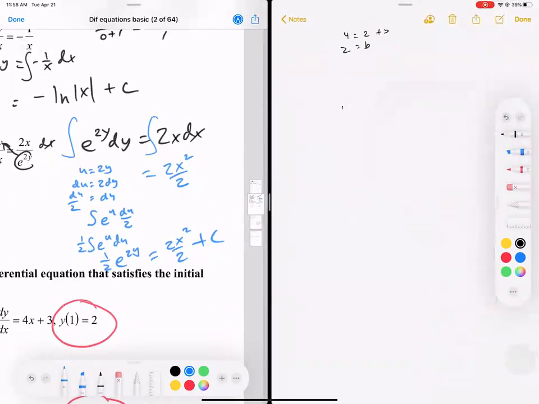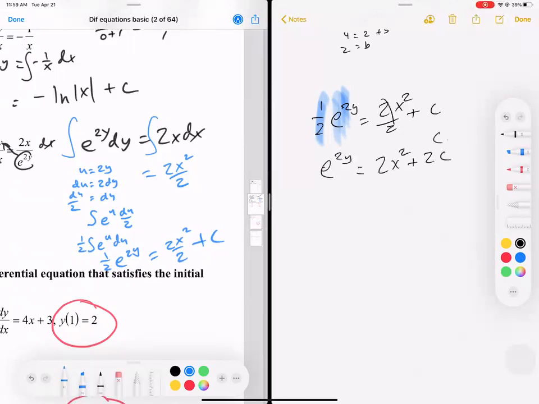So 1/2 e to the 2y equals 2x squared over 2 plus c. Let's get rid of 1/2 first, then e, and then the 2. Okay, we have an order. Get rid of 1/2 first, then get rid of e, then get rid of the 2. To get rid of the 1/2, we multiply everyone by 2. e to the 2y equals, those 2's went away already, 2x squared plus 2c, which is really just like a new c, right? Let's call it c1, whatever.